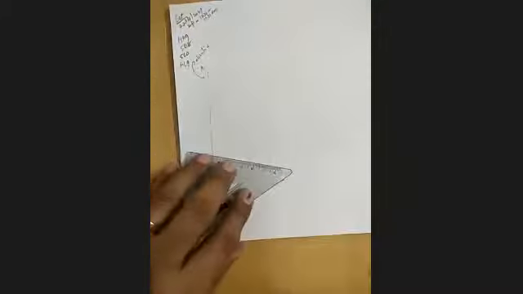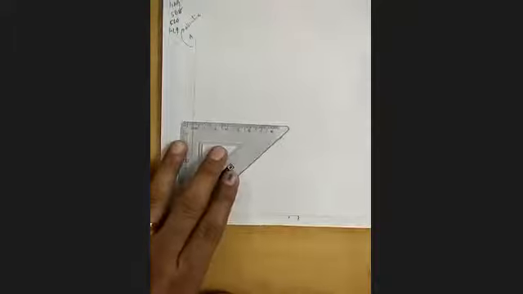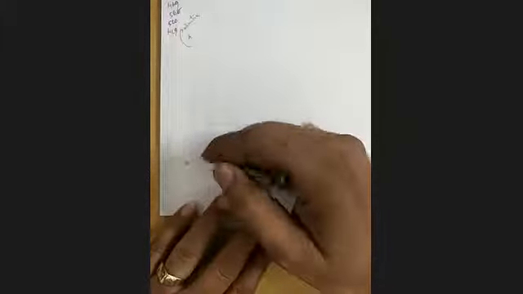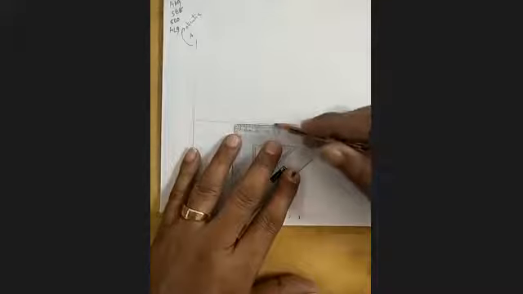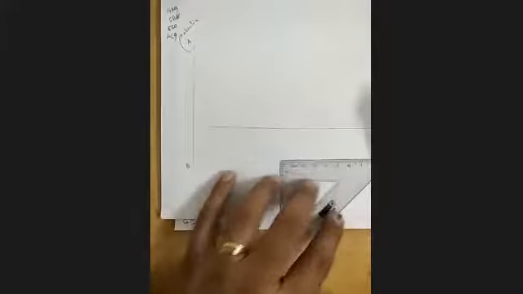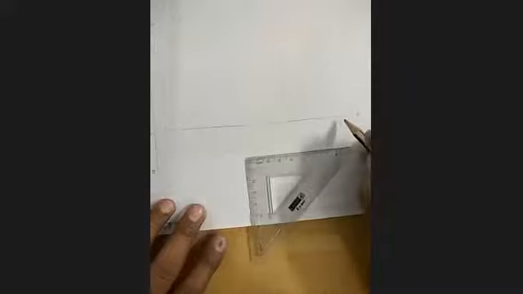Draw a line perpendicular to the vertical line. The relation between the vertical line and this line should be 90°. So I have drawn a perpendicular line. At any point, roughly, you can draw the perpendicular line. That perpendicular line represents the axis line. You can name it CD. This acts as the axis line. The relation between the vertical line and this perpendicular axis line is 90°.